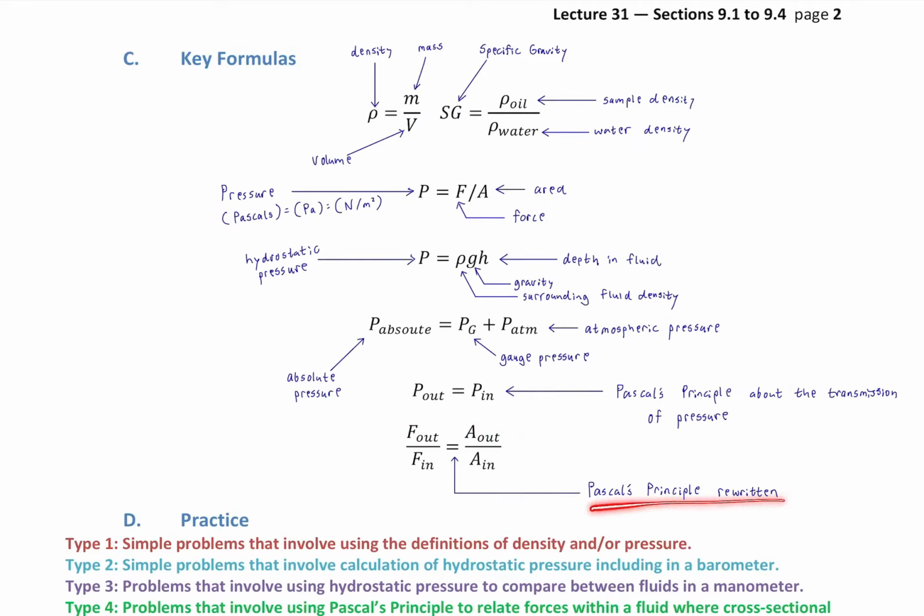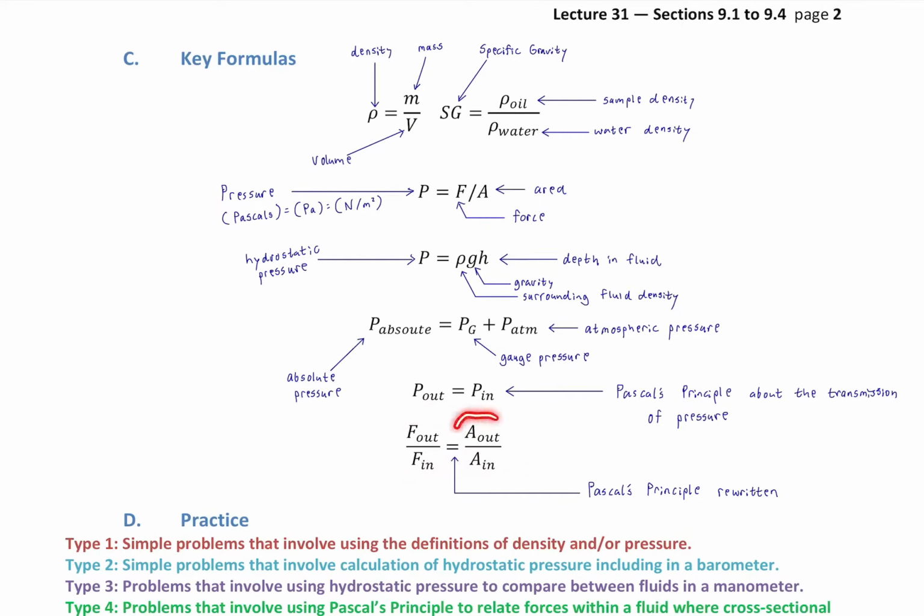All right, so this is just Pascal's principle rewritten. How do we write it like that? Well, P out equals F out over A out. P in equals F in over A in. When you just cross divide by the forces and the areas, then you get all the forces on one side and the areas on the other, and you get a ratio that looks just like this. All right, so in other words, the ratio of forces equals the ratio of areas.